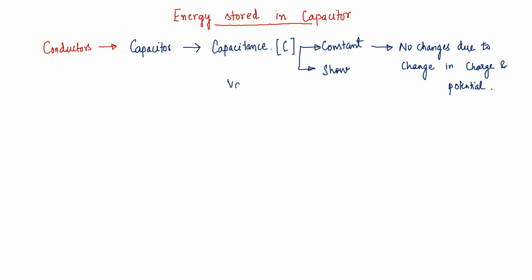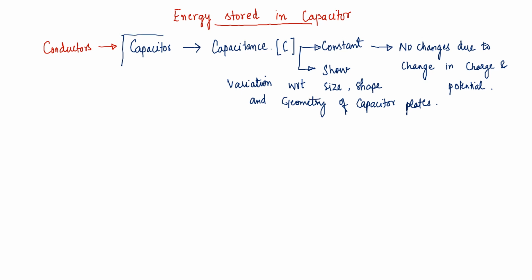but it changes according to the shape and geometry of the capacitor plates, showing variation with respect to size, shape and geometry of capacitor plates. Now, capacitance is defined. We read about the electric field E, the electric field lines, which move from positive charge to the negative charge.